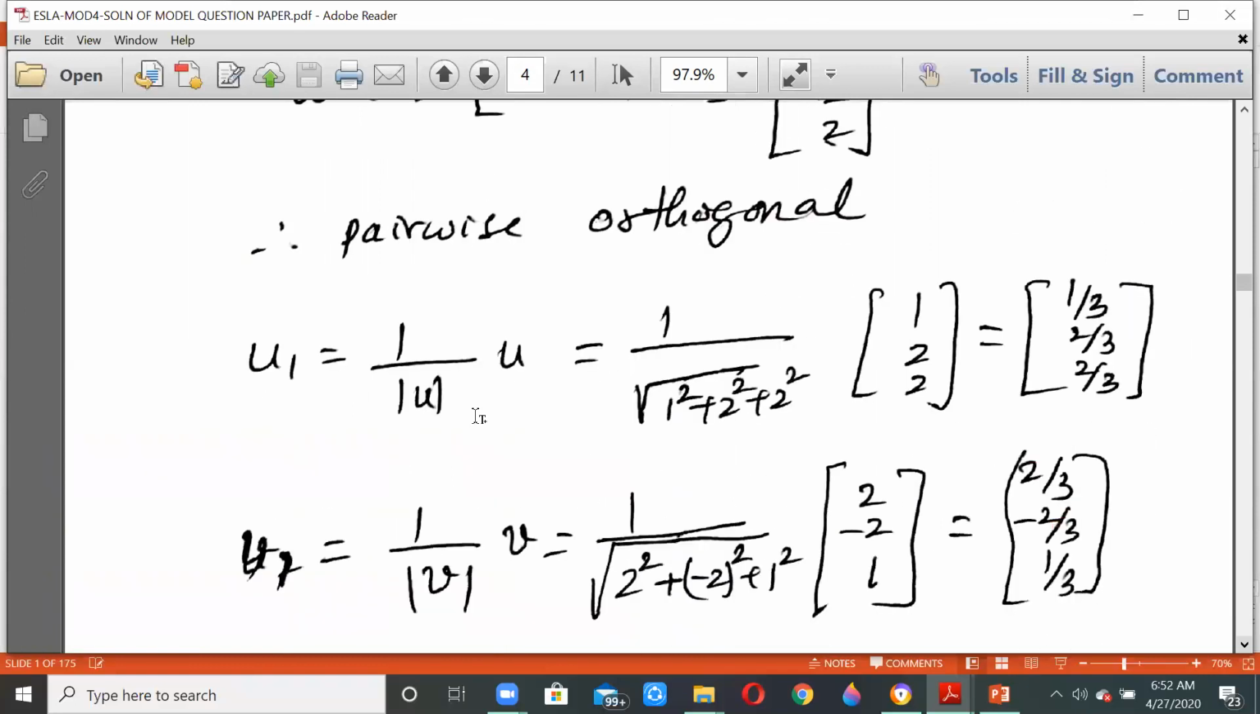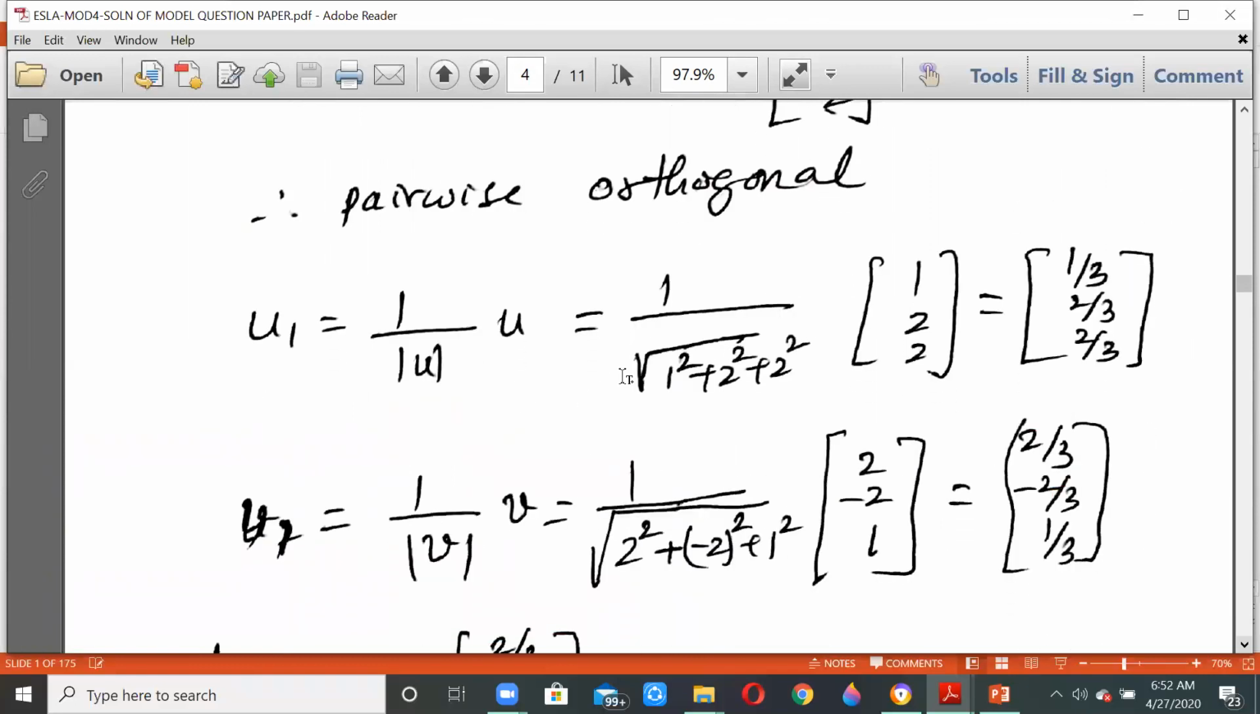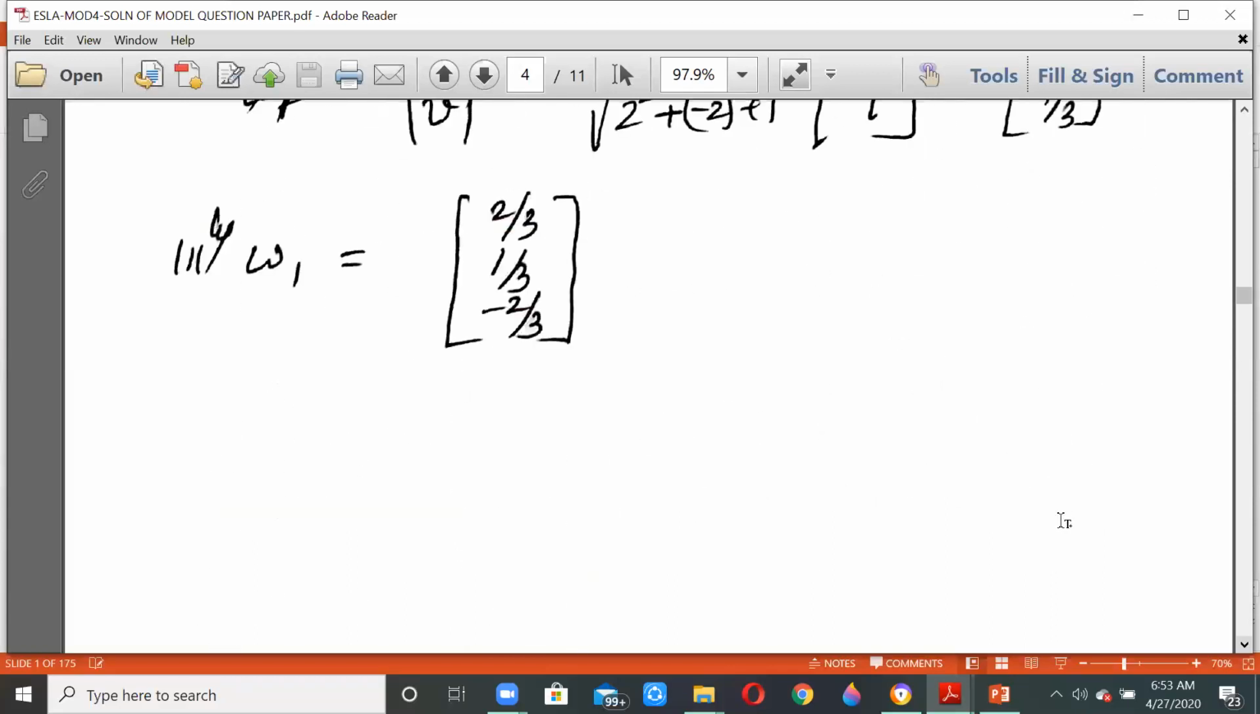Then each one, if you divide by their length, which is here the length of u, so it should have been double mod, root of 1 square plus 2 square plus 2 square, that is 9. Then you will get the value as root of 9 is 3, so 1 by 3, 2 by 3, again 2 by 3. Similarly, v1 is v divided by the length of v, where the length of v is root of 2 square plus minus 2 square plus 1 square. I should have mentioned double mod rather than single mod. So this will become 2 by 3, minus 2 by 3, 1 by 3. Similarly, the value of w1.